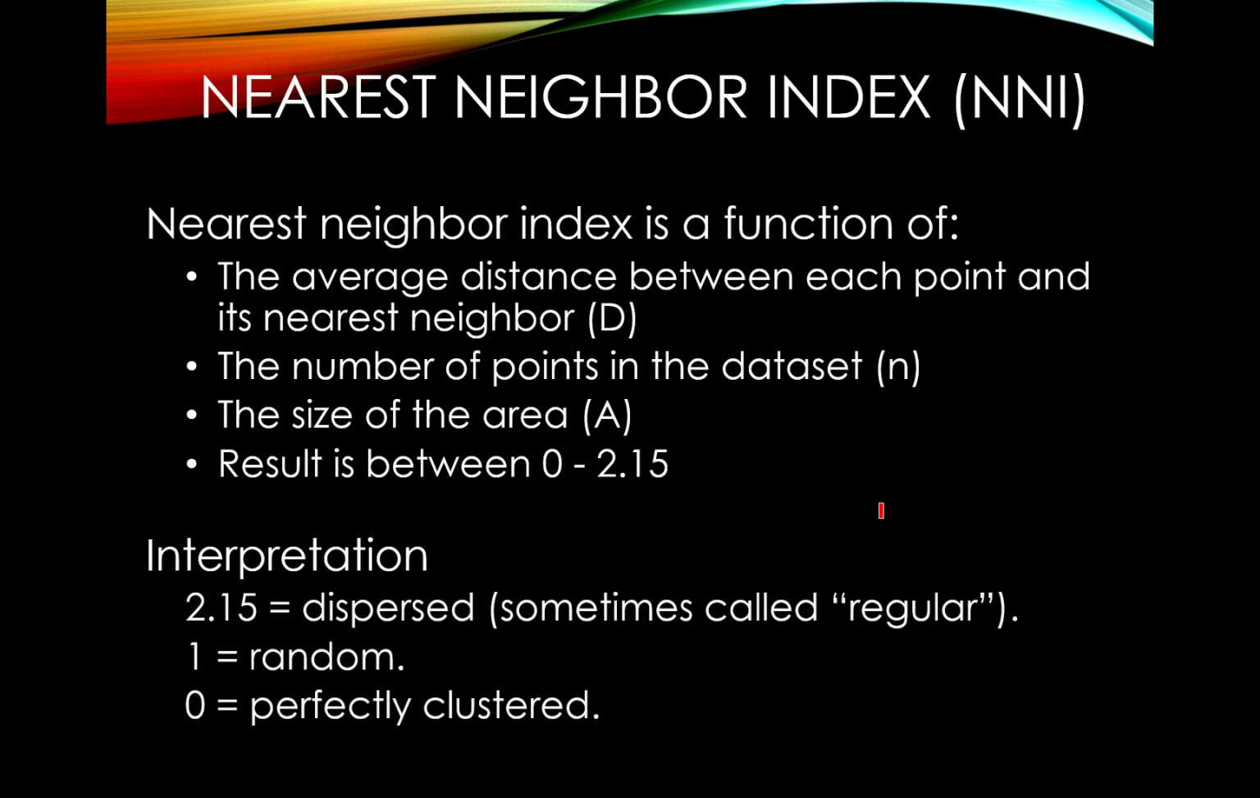Okay, so how do we interpret the number that we get back for our ANN ratio? Well, 2.15, the maximum value, is a perfectly dispersed or a very dispersed data set. An ANN index of 1 means that we're dealing with a randomly distributed data set, and an ANN of 0 means that it's perfectly clustered.